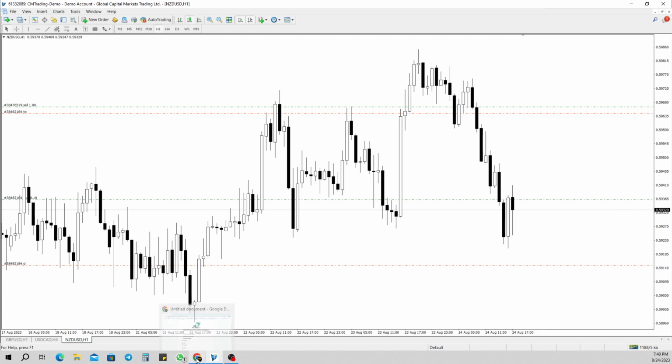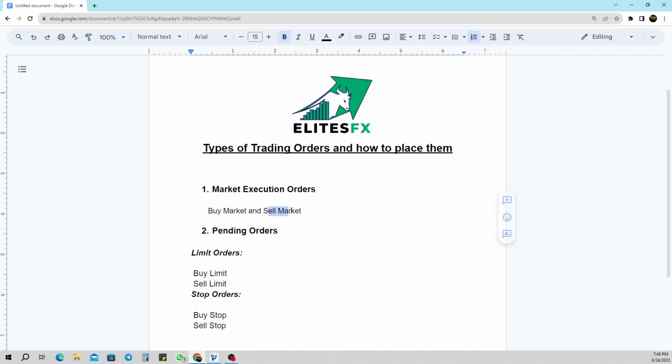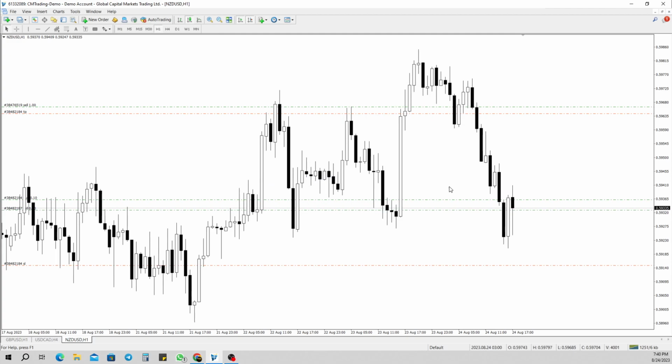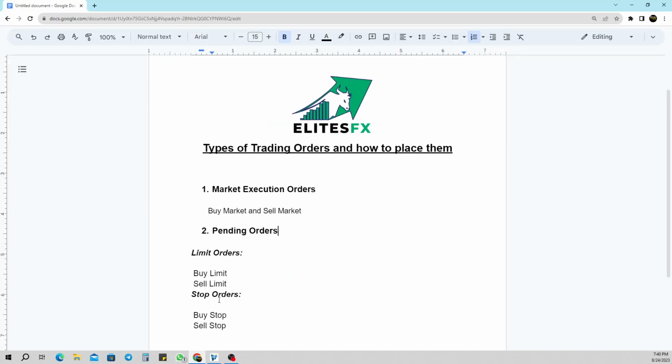Now going back to our slide here, the second type is sell market. That means you are going to enter a sell order at the current market price. So this is again very simple. You have to just click here on new order. On the type you will select market execution and now you will use this sell market. So now your sell market got executed. You can drag it above to put your stop loss and drag it lower to put your take profit. So this is how simple it is to use buy and sell market orders, or current market execution orders.